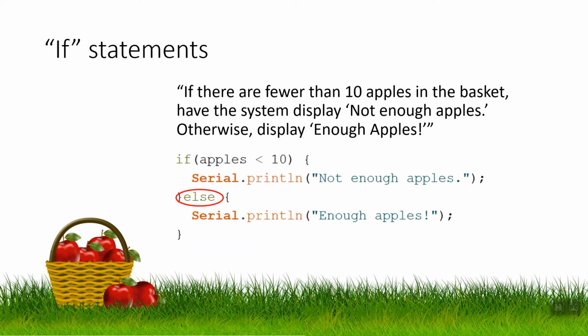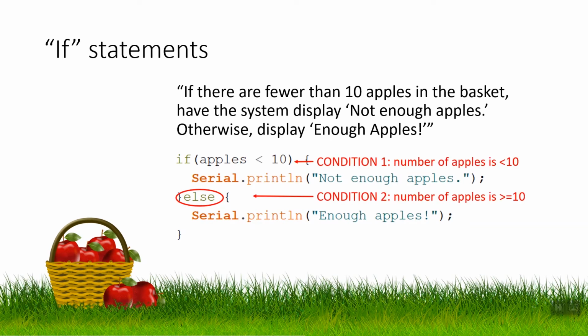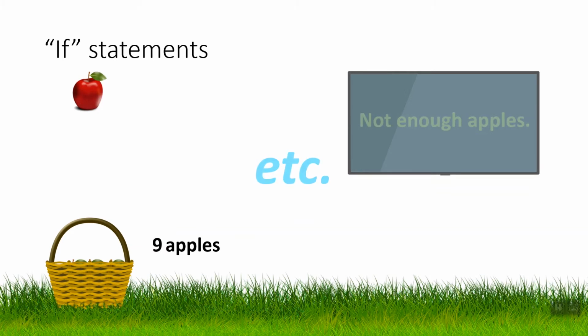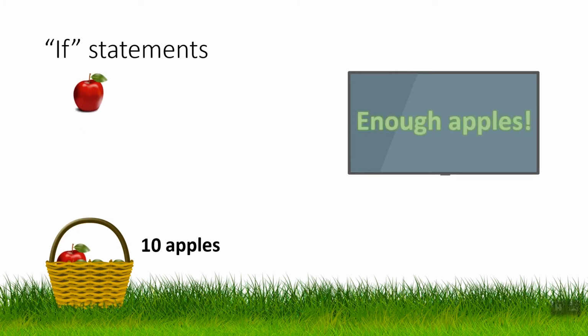Else, display enough apples. If condition 1 is met, then the code beneath condition 1 is completed. If condition 1 is not met and condition 2 is met, then the code underneath condition 2 is completed. Let's walk through this. 0 apples is not enough. Same with 1, then 2, 3, and so on. 9, still not enough. 10, the display changes to enough apples. 11 is also greater than or equal to 10, so it stays enough apples.